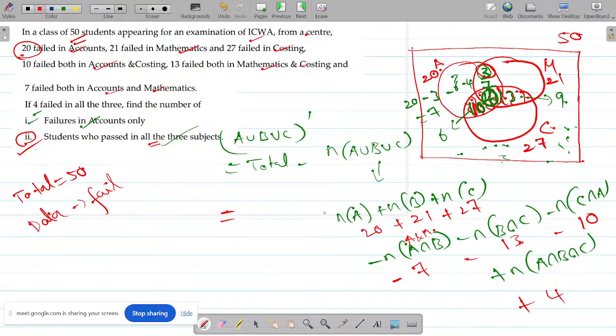Yeah. This complete one is 42. This is, I think, 50. Yeah, 50 is given in the question. So 50 minus 42, which is 8.